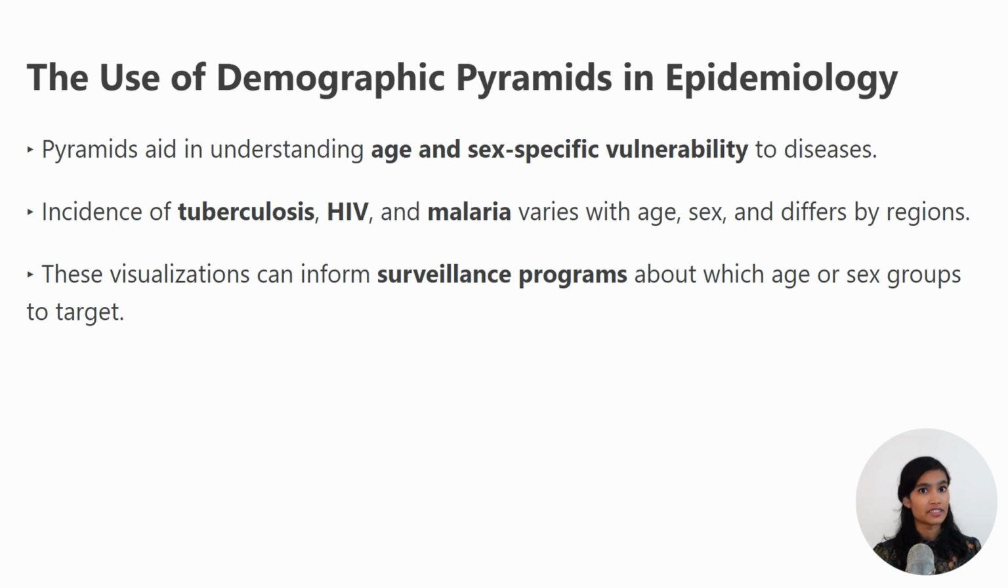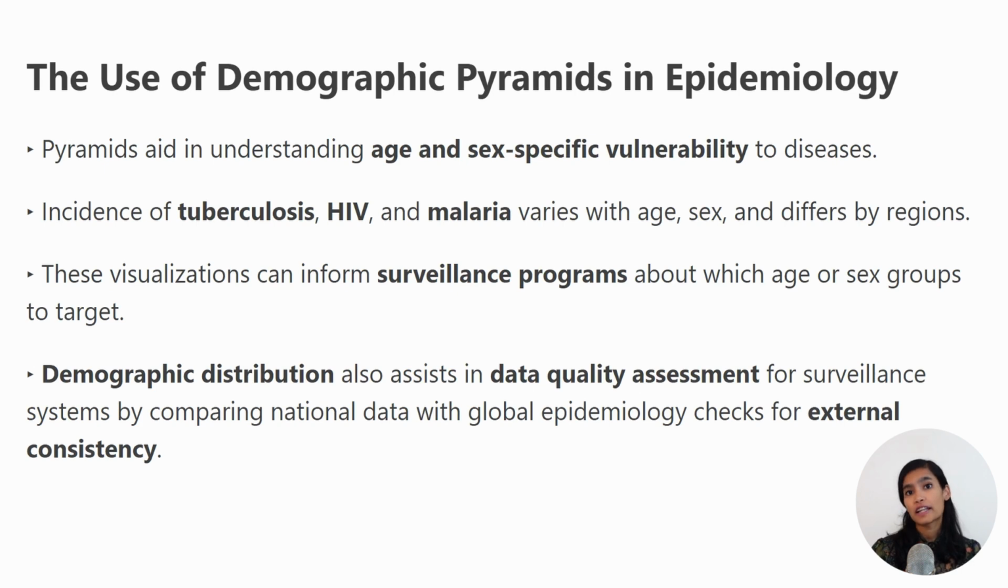Observing the distribution of disease burden by age and sex can help to inform national surveillance programs. By identifying which groups are most vulnerable to the disease, we can also inform public health interventions and choose which groups to target. Demographic pyramids can also play a crucial role in assessing data quality of national surveillance systems by helping assess internal and external consistency. External consistency can be evaluated by comparing national surveillance data with global metrics of the same disease. This tells us if the data quality is good and if the national surveillance systems are reliable.